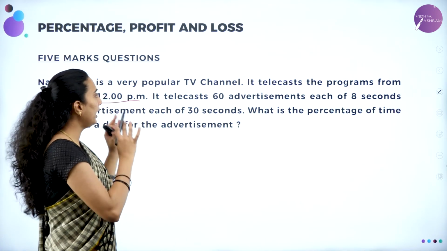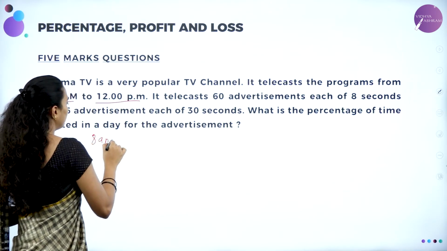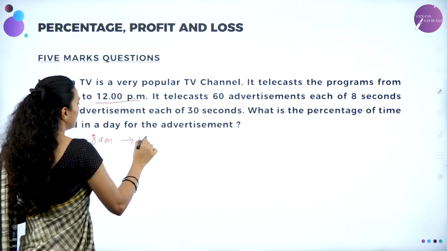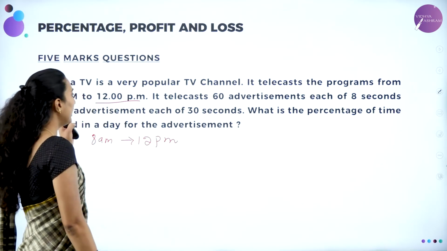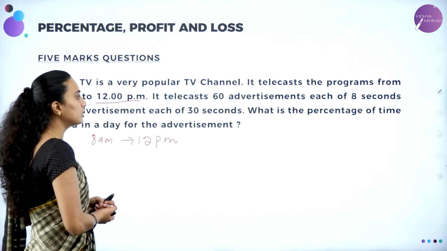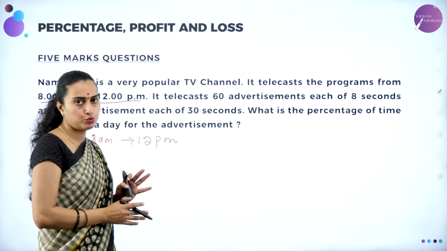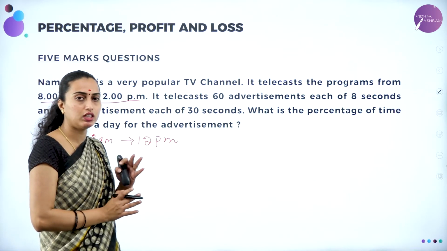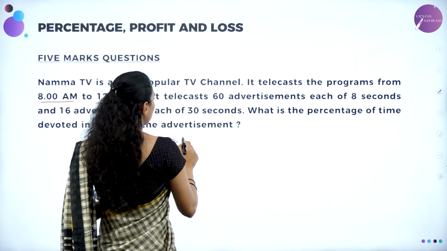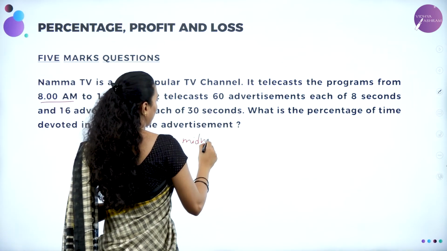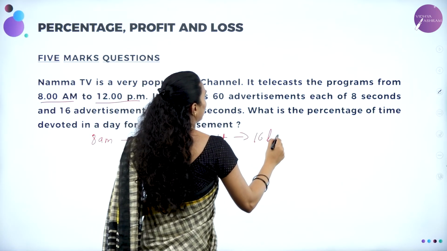So here, from 8 a.m. to 12 p.m., how many hours? Correct? Let me consider this 12 as the midnight. Midnight will be the 12 p.m., not the afternoon. So 8 a.m. to 12 p.m. midnight will be equal to 16 hours.